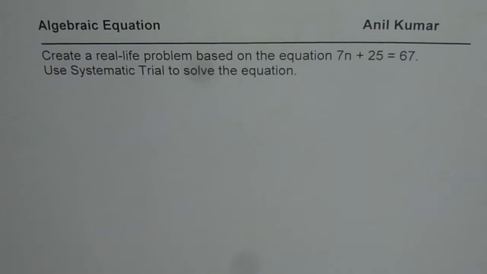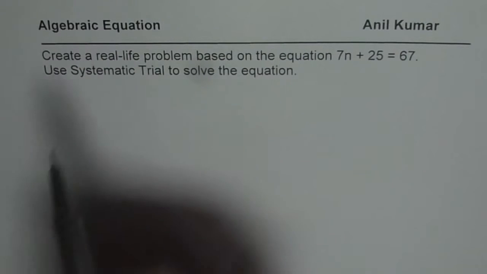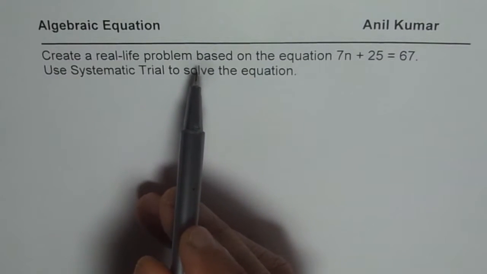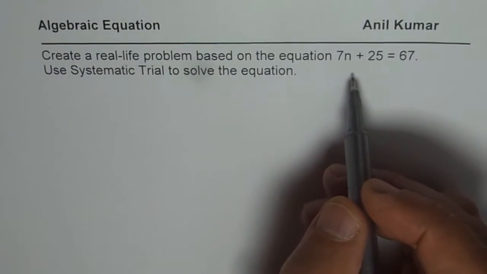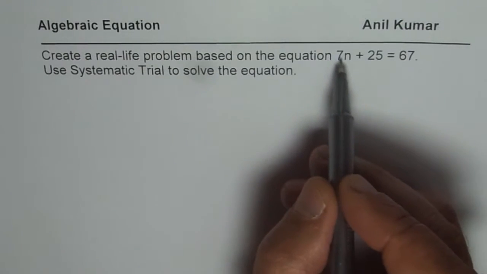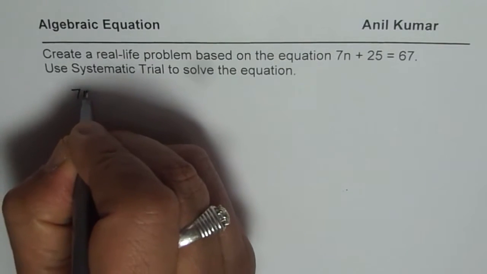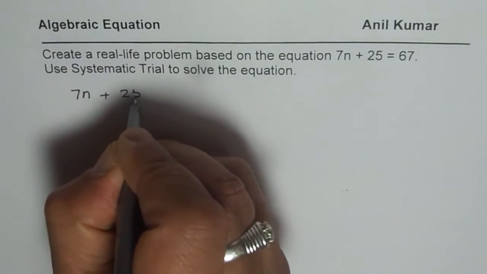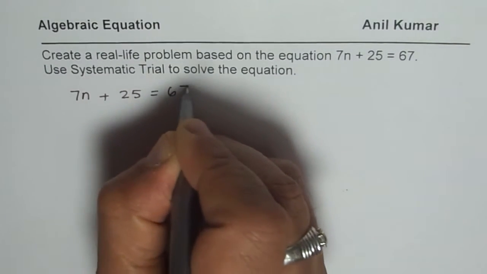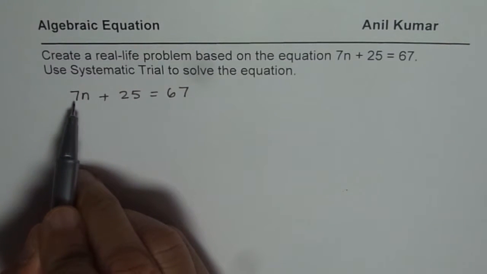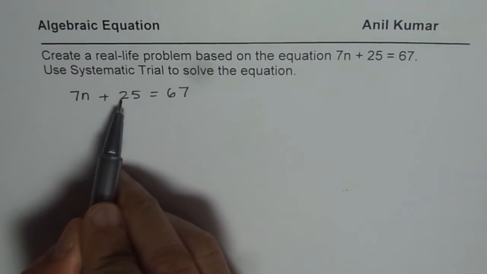These kinds of questions could have many solutions since we need to create a real life problem. It could be any problem, right? One of the examples I can take here is 7 times n, where n is something which is changing. So we have the equation 7n plus 25 equals 67. The variable cost is 7 and the fixed cost is 25.